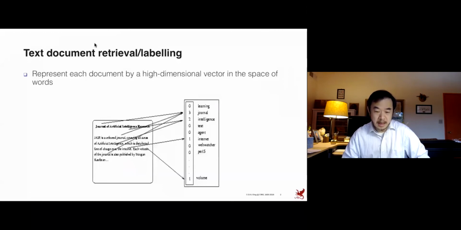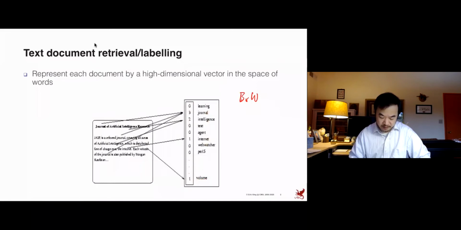Right? That actually leads to a representation of documents, which is known as the bag of words. Okay, in the bag of words representation, it's very intuitive. You basically just count the number of words, based on a standard dictionary that all the documents will share. And then you turn this document into a long vector, this counting vector. So that's a bag of words representation.